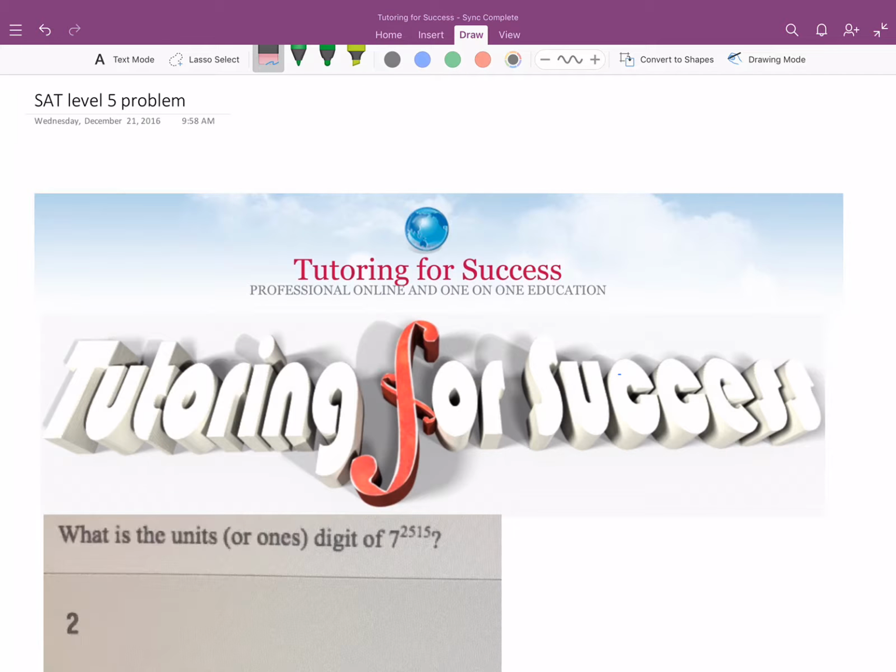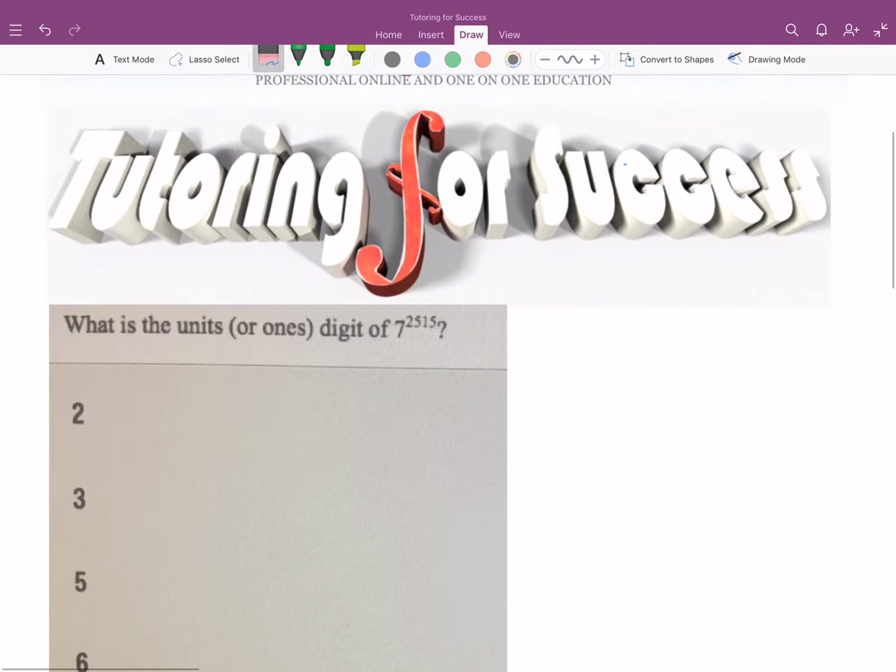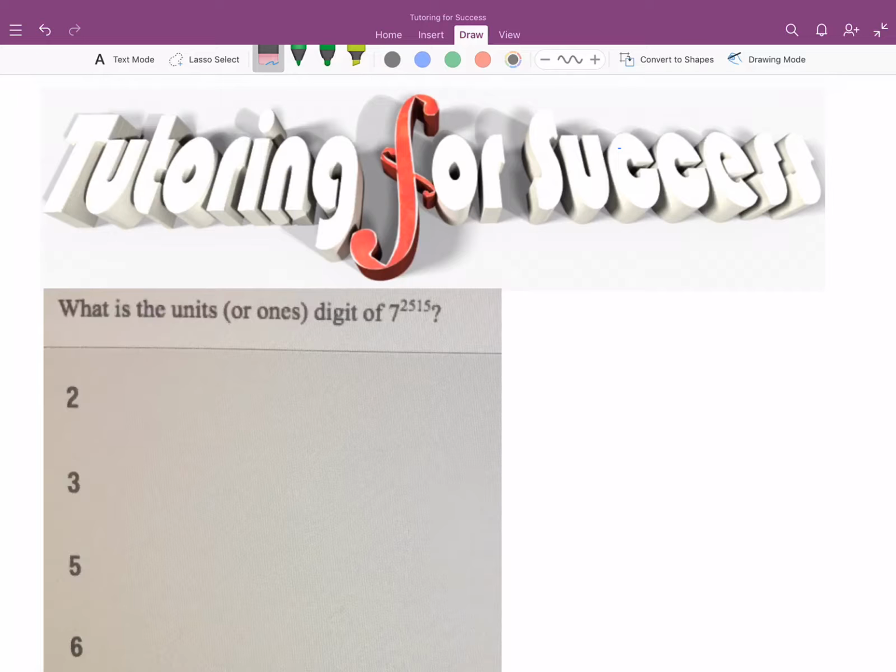SAT level 5 problem, and this is the problem that we have for today. The problem states: what is the units or one digit of the exponent 7 to the power 2515? Okay, it may seem easier, but this is a problem where you cannot use a calculator. Even if you do use a calculator, the calculator may not have enough memory to compute it, because it's going to be a very large number.